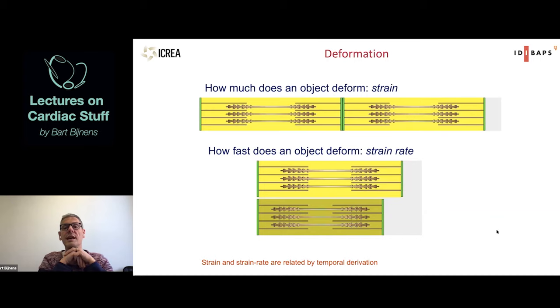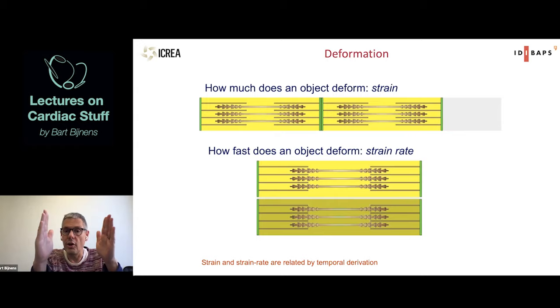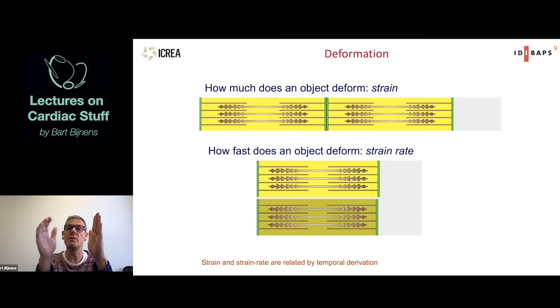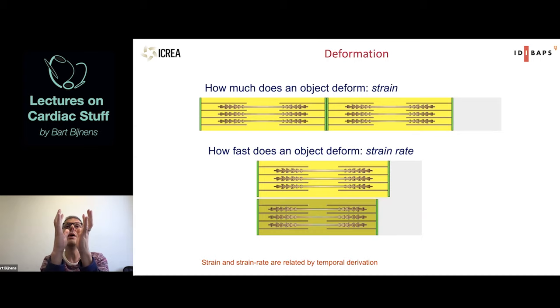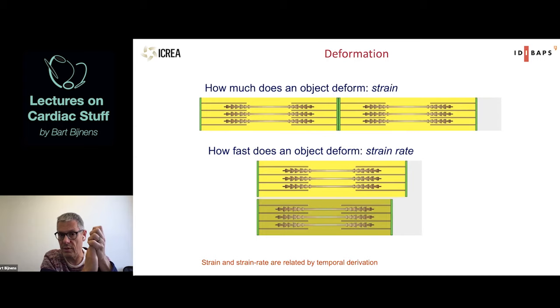And strain is actually the change in the length or size of an object with regard to an original size. So if we have a piece of tissue, it contracts, it shortens. And if we look at the percentage change that has taken place with regard to the original, that's what we call the strain. You can already see that the strain, the deformation of the myocardium, will change the inner diameter or the inner position of the endocardium. So the strain relates to how much volume is being pumped out in some way.